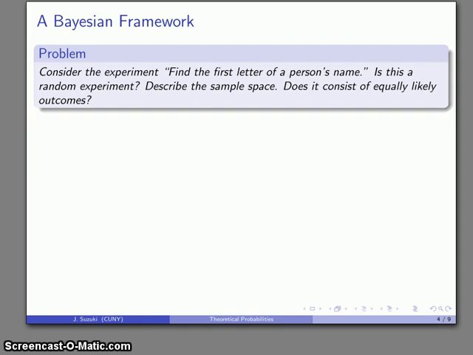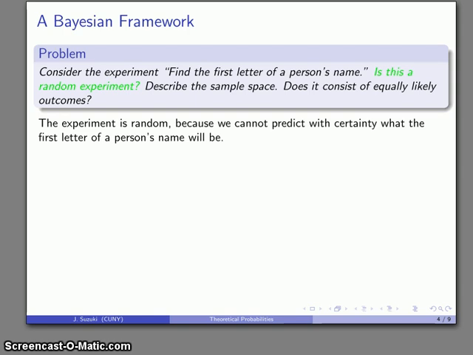So consider the following experiment. Find the first letter of a person's name. And so let's consider this question from a couple of different perspectives. First of all, are we actually talking about something that is a random experiment? And if so, let's take a look at the sample space and ask ourselves, does it consist of equally likely outcomes? So let's see, is it random? Well, yes, again, it fits our definition for mathematical randomness because we cannot predict with certainty what the first letter of a person's name will be. So it qualifies as a random experiment.